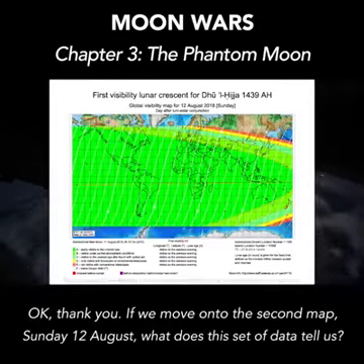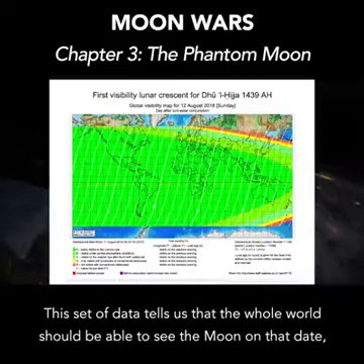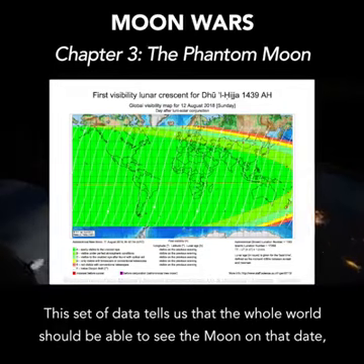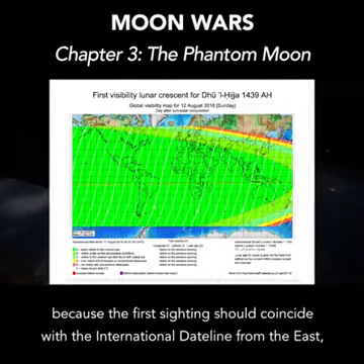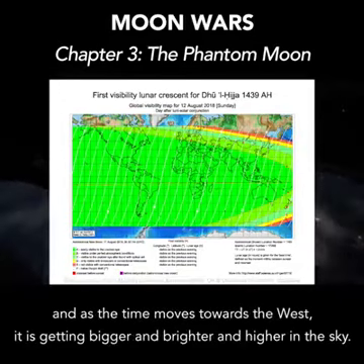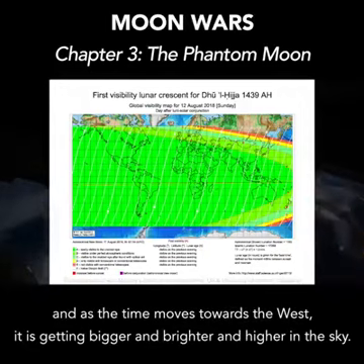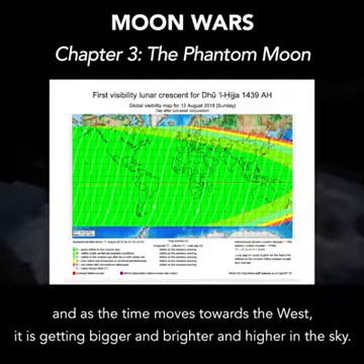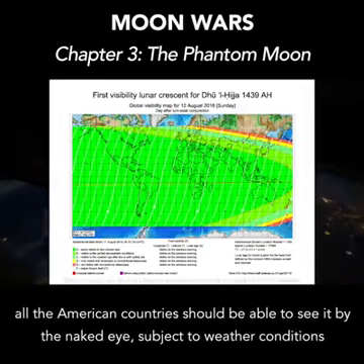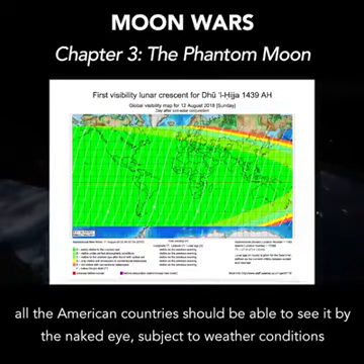Okay, thank you. If we move on to the second map, Sunday 12th of August, what does this set of data tell us? This set of data tells us that the whole world should be able to see the moon on that date, because the first sighting should coincide with the international dateline from the east, and as the time moves towards the west, it is getting bigger and brighter and higher in the sky. So Australia should see it, Malaysia, Indonesia, India, Pakistan, Bangladesh, African countries, all the American countries should be able to see it by the naked eye, subject to weather conditions.